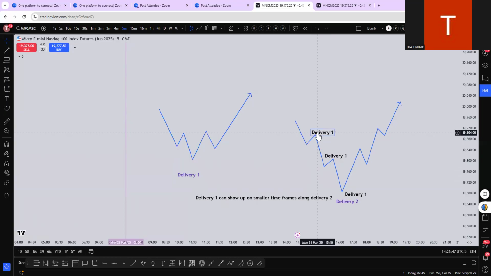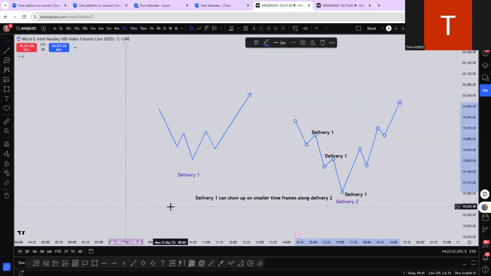Delivery one can show up all over delivery two at turning points, because this is more of a reversal pattern and this is more of an overall market structure. But you're going to learn each piece of these and the key levels inside of them that we reference, so that we can wait for what we want to see happen and then trade it accordingly.